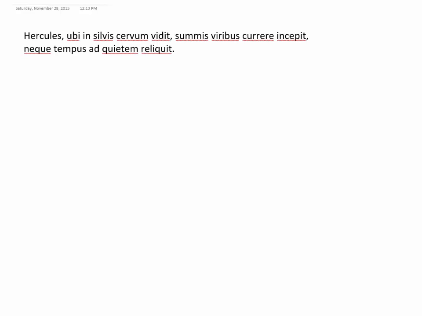And then I get ubi in sylvis cerum vidit. And we know from an earlier chapter that ubi here is a clause marker for a dependent clause. So if I've got that there, that's going to raise a little red flag in my mind that I might be starting out a dependent clause. And sure enough, I parse along with the next few words and I find a nice verb here, vidit, which means I have got myself a nice little dependent clause sitting here.